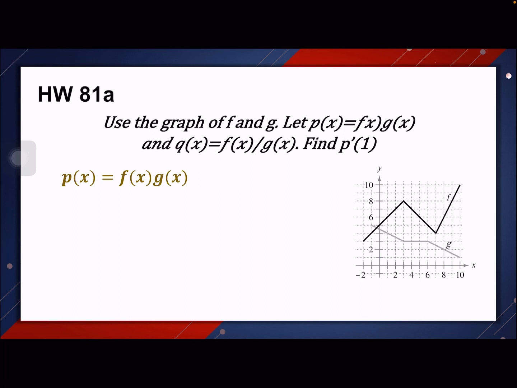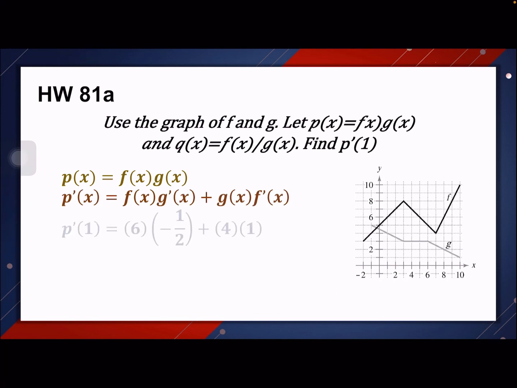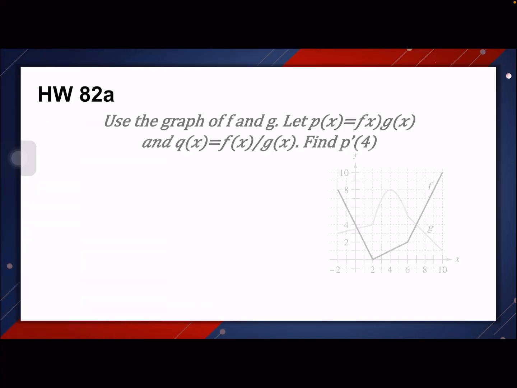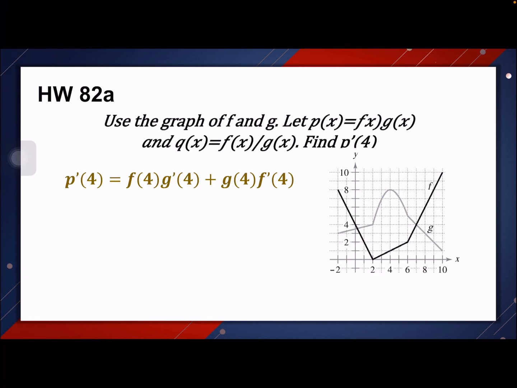Since p of x equals f of x times g of x, we first apply the product rule if we want to find the derivative of p of x. The derivative of g of x and f prime of x at x equals 1 can just be directly calculated from that graph, which is the slope at that point. And after substituting all values in the function, we can get the answer, which is 1. Same method here, so the final answer will just be 4.